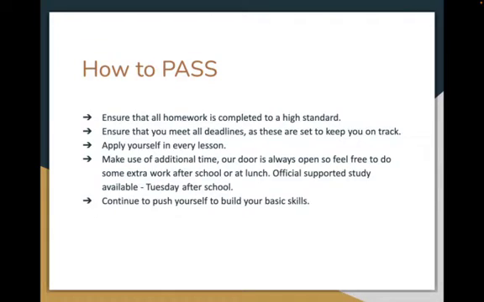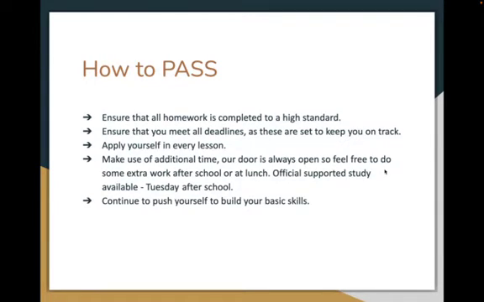This is a key bit here, how to pass. It's fairly straightforward, making sure that all the homework is complete to a high standard and that you're meeting any deadlines that we're setting for you. It will be quite clear in terms of what our expectations are and what stages you should be at. Applying yourself into each lesson, make the most of your time. There isn't actually that much class time across a year, so making sure that you are actually applying yourself, you're not just sitting going through the motions, is a key aspect to that.